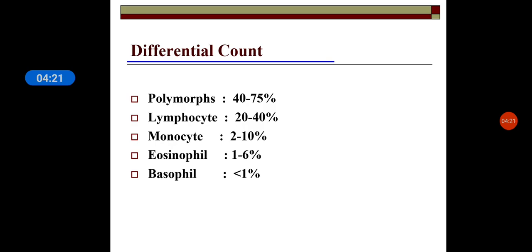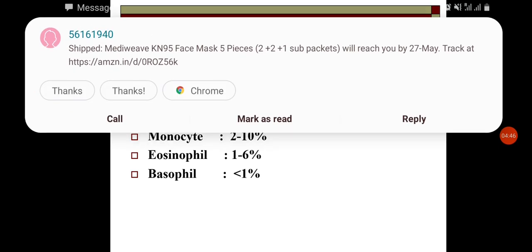Now, differential count is important for you. You should know it in and out. It is usually expressed in the form of percentage. So, what is the ideal? Polymorphs are called as neutrophils. Ideally it should be within 40 to 70 or 75%. Lymphocytes are between 20 to 40, monocytes 2 to 10, eosinophils between 1 to 6%, and basophils are less than 1. This is very, very important for you.